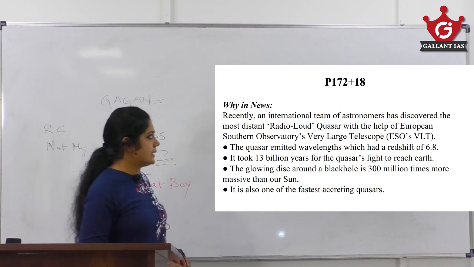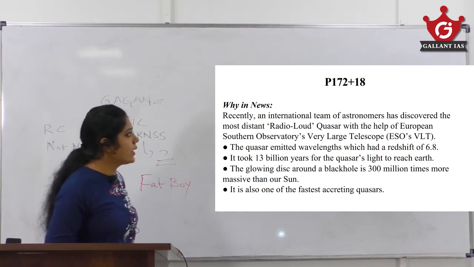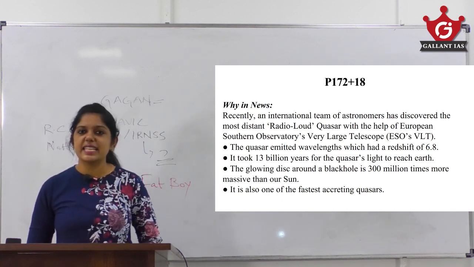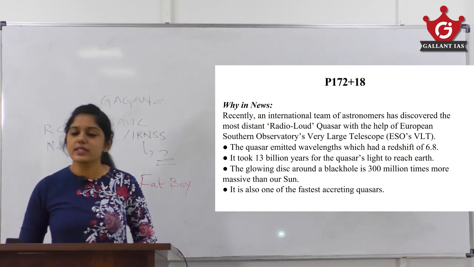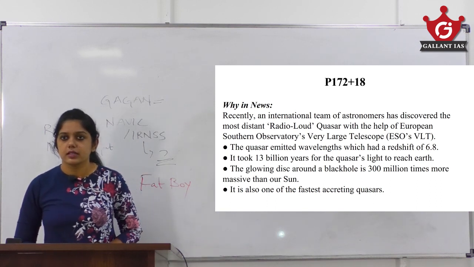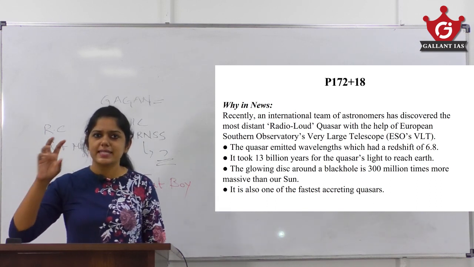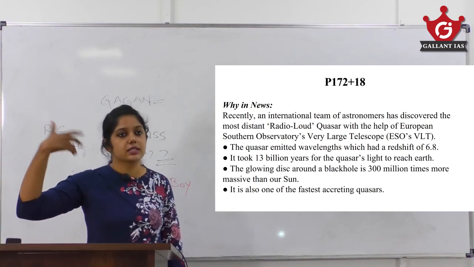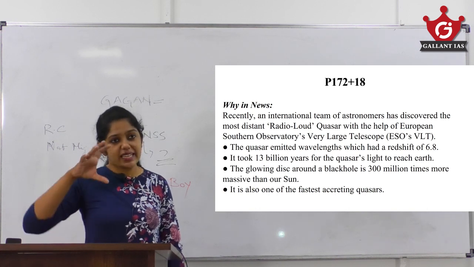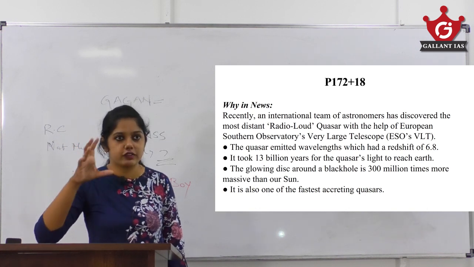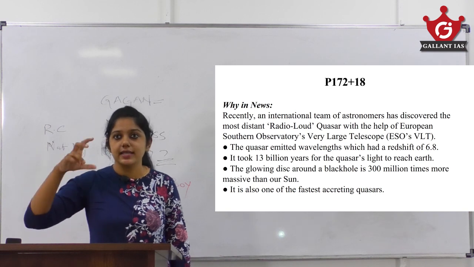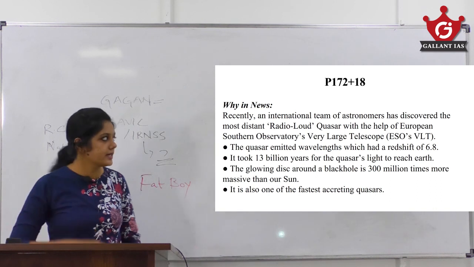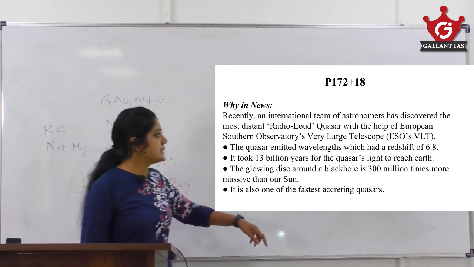P172+18. Okay, P172+18. What is it? P172 plus 18. See, it is a quasar. What is a quasar? Yeah, it has high luminosity. It is similar to an asteroid. It has very high luminosity. Maybe in future, it may turn into a black hole. It is like a glowing star kind of thing. It is very highly glowing. It may in future turn into a black hole. That is a quasar. So, P172 plus 18 is a quasar.